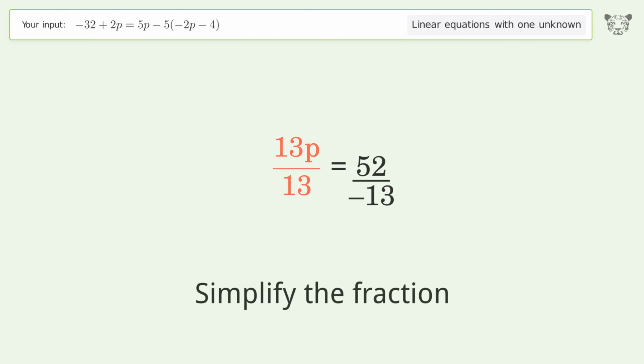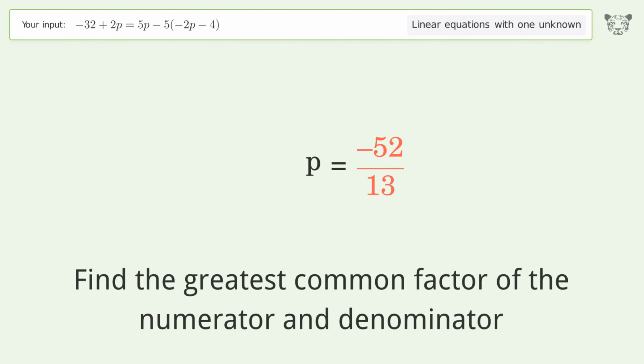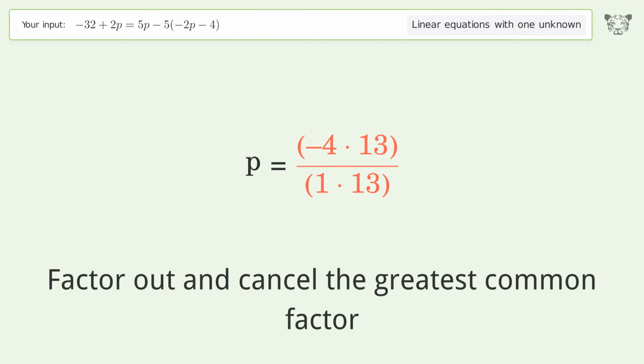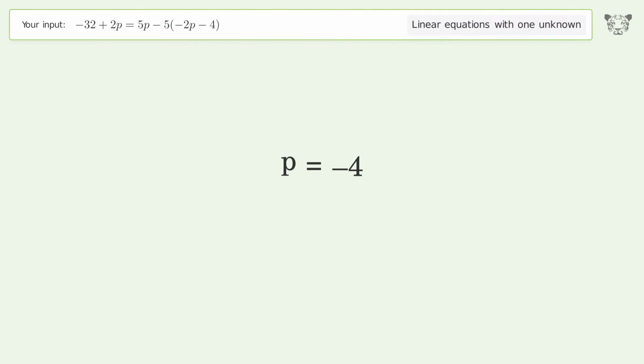Simplify the fraction. Move the negative sign from the denominator to the numerator. Find the greatest common factor of the numerator and denominator. Factor out and cancel the greatest common factor. And so the final result is p equals -4.